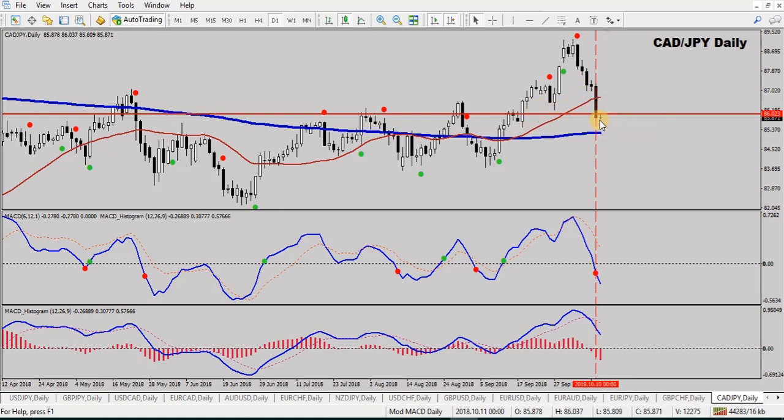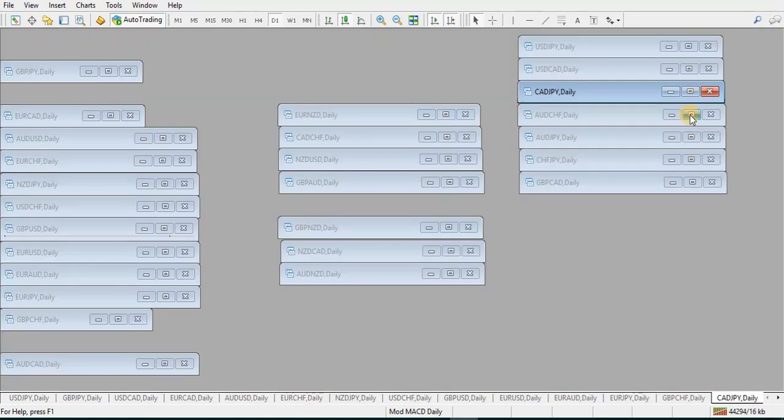Big candle yesterday. We're pretty close to that 240 LMA, but everything, the fast MACD's through, the standard MACD's in sell mode, we've got a red dot, we closed below the 25 SMA, all the criteria is met. So we take the sell on the CAD yen this morning.